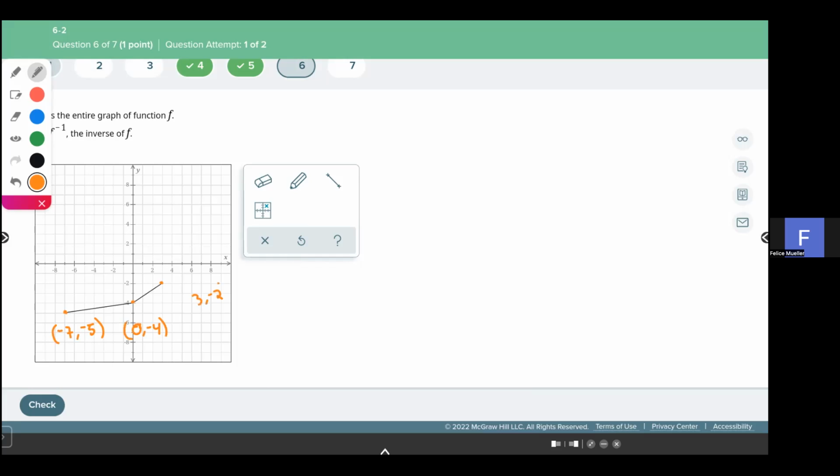In class, we talked about how you would just switch your x and y values to find the inverse. So this would become -5, -7. This would become -4, 0. And this would become -2, 3. When we're doing this, we have a couple options of how we type it in. You can just do the point if you feel really comfortable doing this. For example, I know -4, 0 was one, and -5, -7.